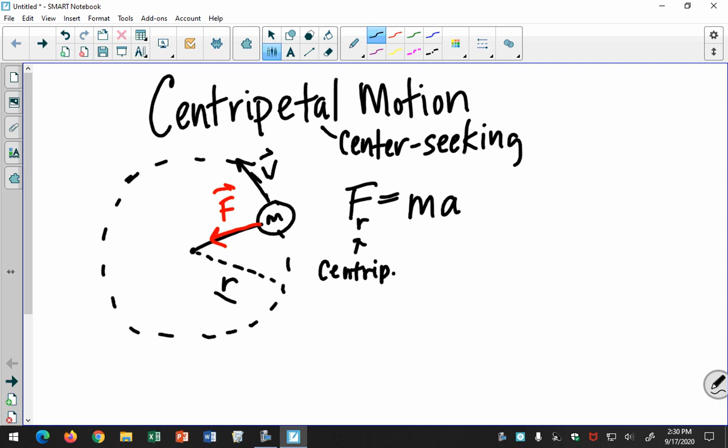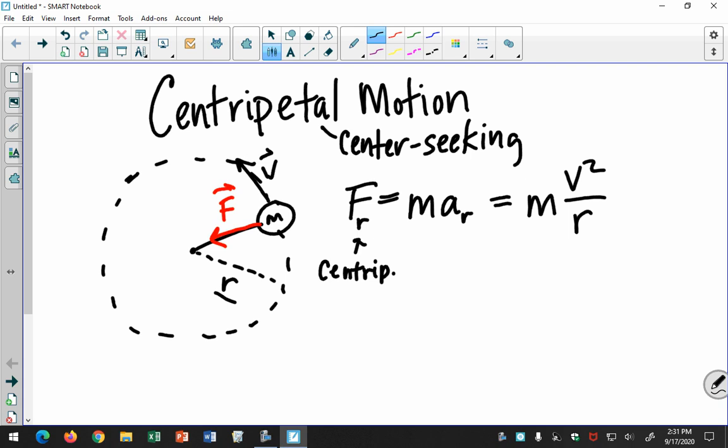And our acceleration is also in the r direction. We have this centripetal or radial acceleration. If you see in your lab manual there, we can think of that acceleration in terms of the velocity of our ball in this case and the radius. The centripetal acceleration is just the velocity squared divided by the radius.